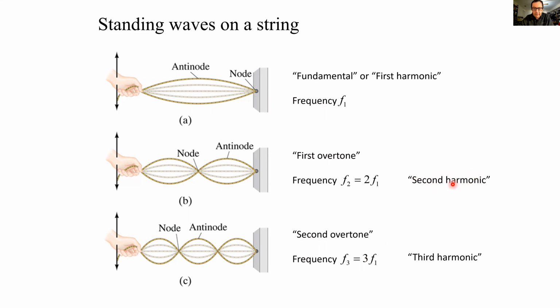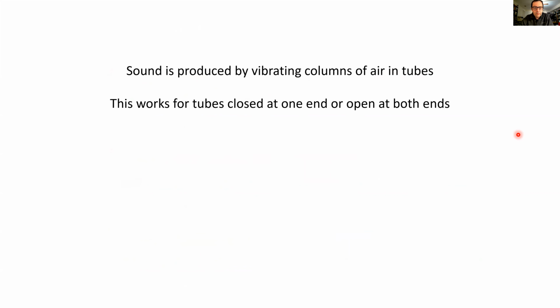So it's called the second harmonic because it's twice as much as the fundamental frequency, and the third harmonic because it's 3 times as much. Alternatively, the naming scheme is fundamental, first overtone, second overtone. Okay, so we did that already. Now, what's interesting is to talk about pipes.